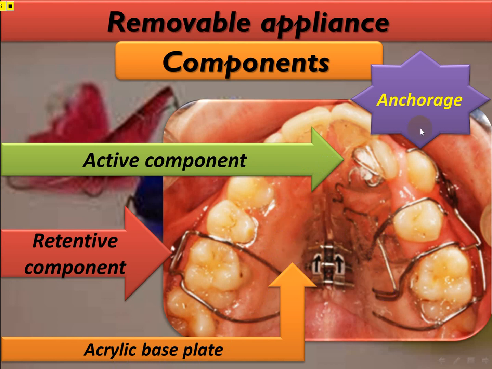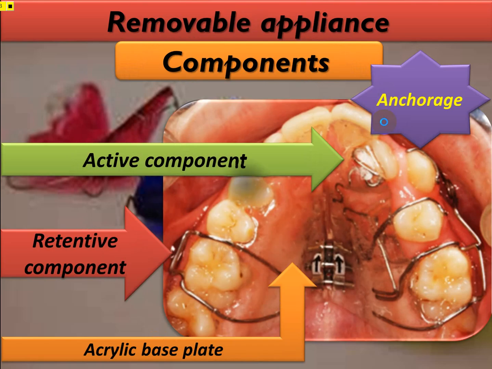The anchorage, the fourth component, is an imaginary component that needs to resist the unwanted tooth movement. In addition to the active components in this design, which include the Z spring, modified buccal canine retractor, and finger spring, there is also a jack screw here, which is an active component used to do a transverse expansion in the maxillary arch.